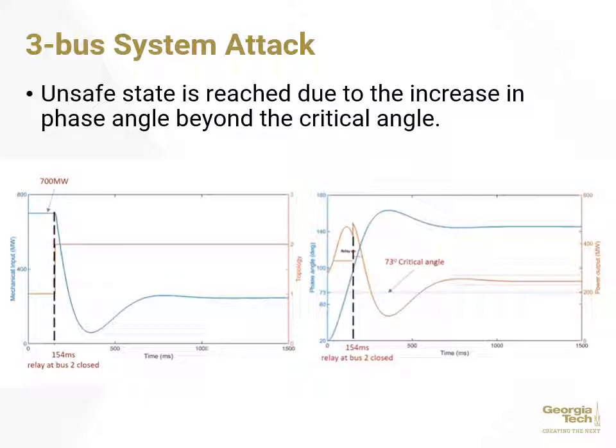We can see a 3-bus system attack. This was the result of the transient attacks. You can see that the unsafe state has a critical angle, and when the phase angle value goes beyond the critical angle value, we can see an unsafe state being reached.